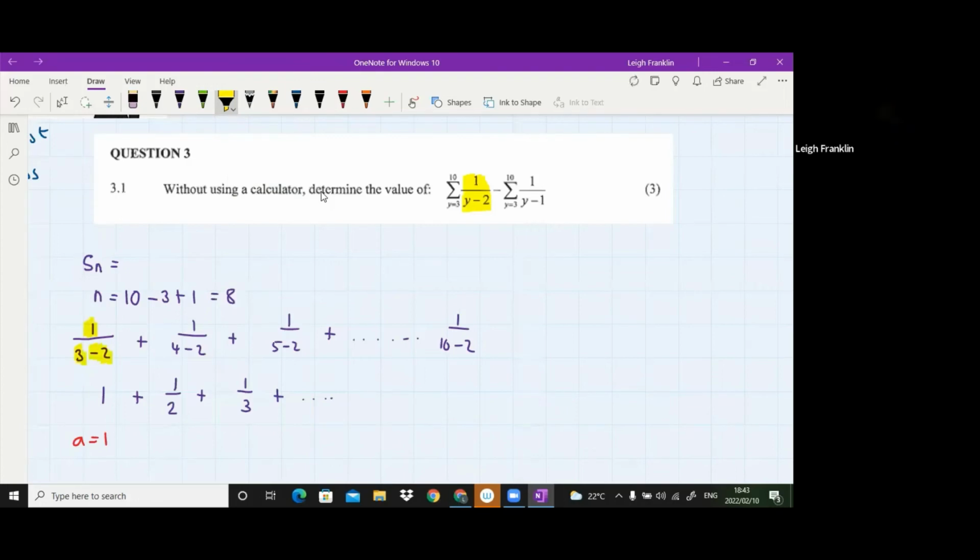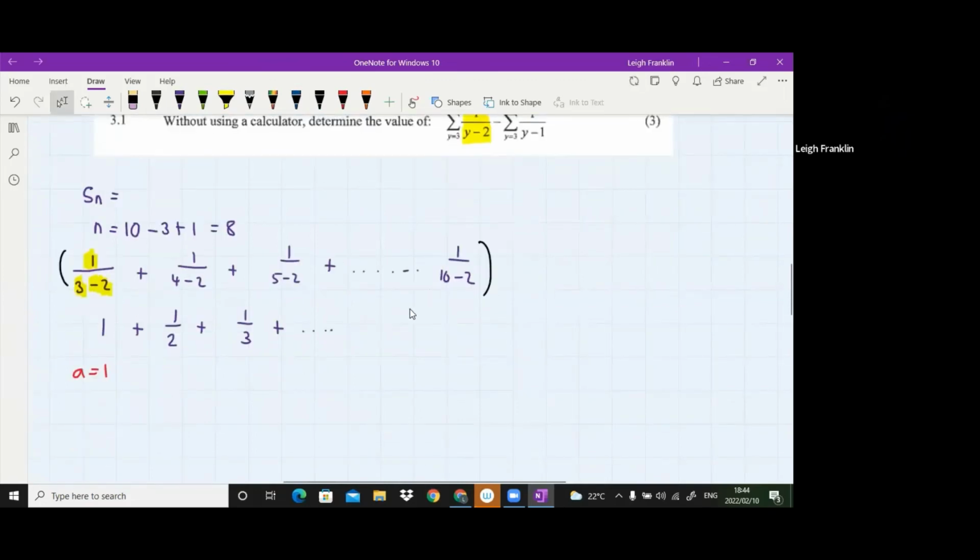But this is minus. So now this is a sum of 8 terms that are being added together. And the last one is 1 over 9. Now hang on a second. In this particular case, I don't think, yes. Wait, never mind.